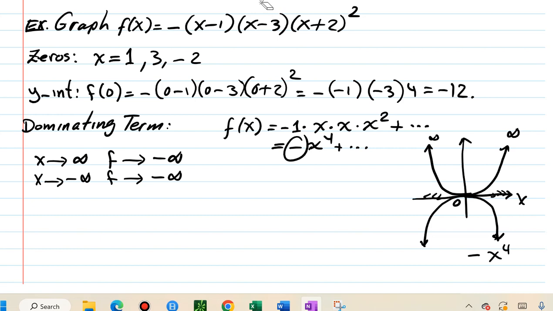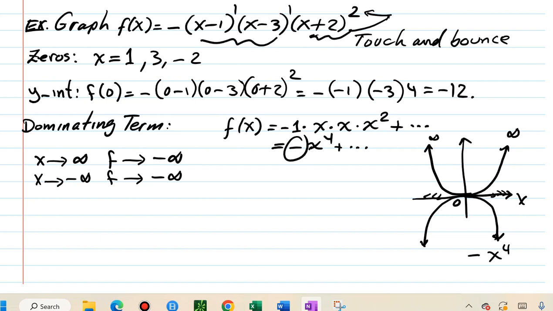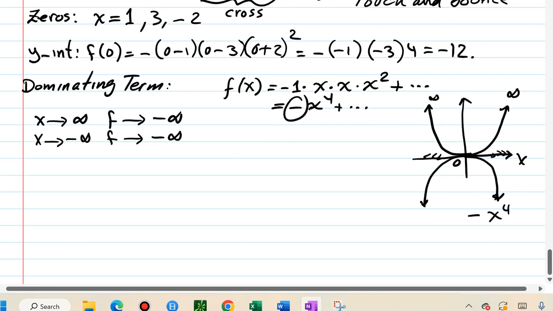Now, near the x-intercepts, near the zeros, because the exponent on x plus 2 is 2, at this intercept it will touch and bounce, just like a parabola, a second-degree polynomial, does. For these other two, because the exponents are 1 each, it will cross. Okay, and now we can transfer this information onto our graph.